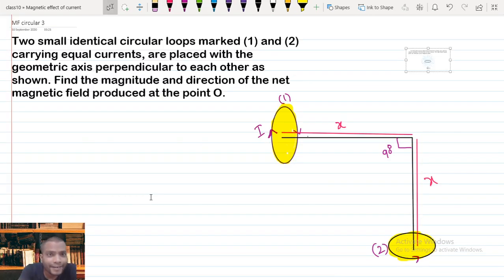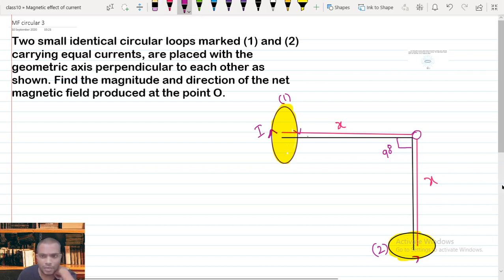Two small identical circular loops marked 1 and 2 carrying equal currents are placed with the geometric axis perpendicular to each other as shown in the figure. Find the magnitude and direction of the net magnetic field produced at point O. So this is the given point O. We need to find the magnitude of the magnetic field and the direction.